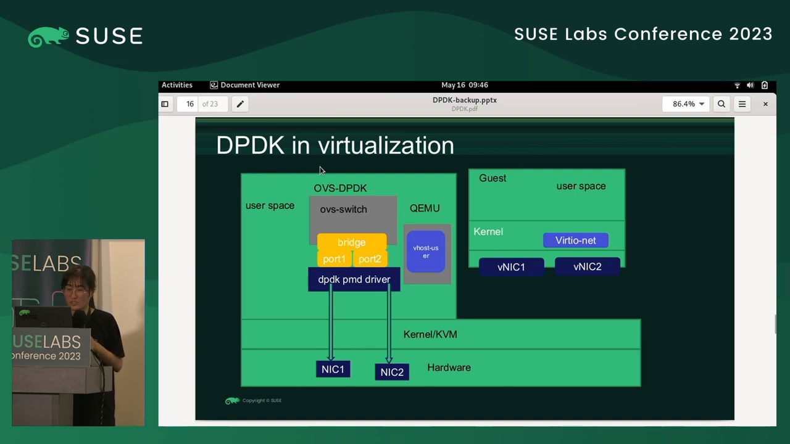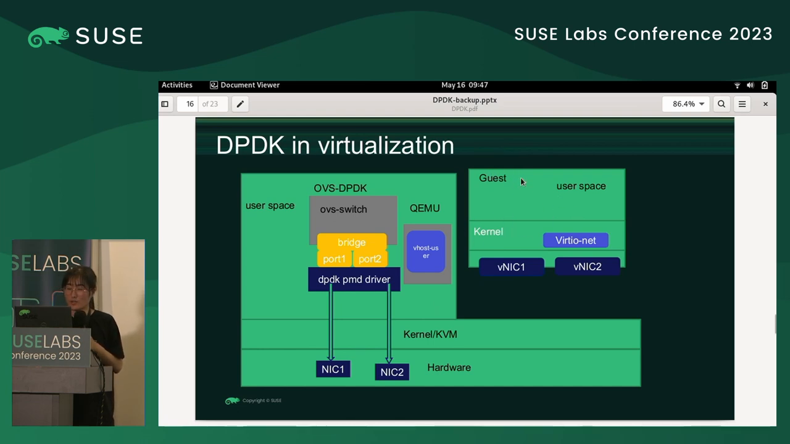Here's the architecture we are running in the virtualization environment with DPDK. Here is the ovs-dpdk, running in the user space. It emulates the vSwitch. QEMU just provides the vhost user, the backend of the virtual driver. So the vSwitch can create a virtual bridge, and we can create two ports to connect to the bridge. It will connect with the DPDK PMD driver. The driver will communicate with the network hardware.